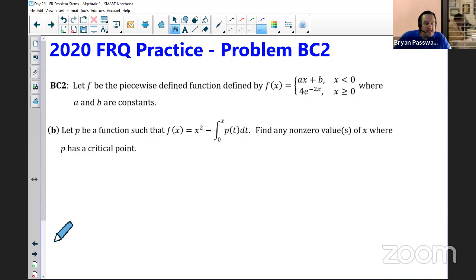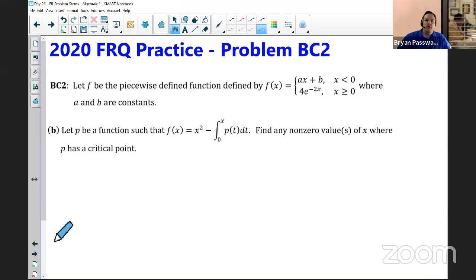So let P be a function such that f of x equals x squared minus the integral from 0 to x of P. Find any non-zero values of x where P has a critical point. So just like we did in the last problem, I want you just to pause for a minute and just think about this problem, right?